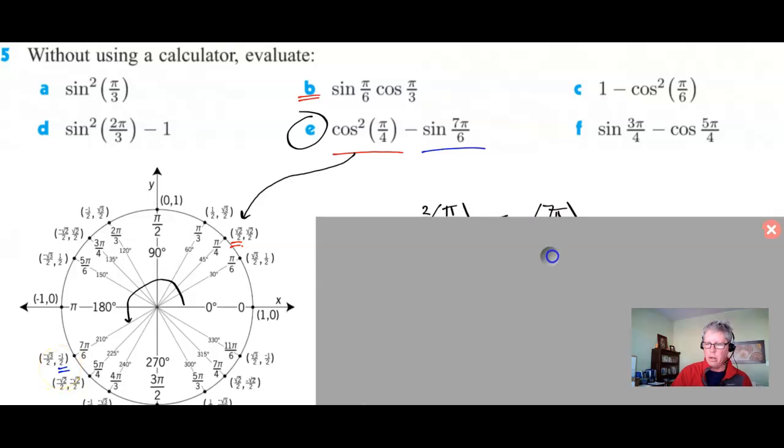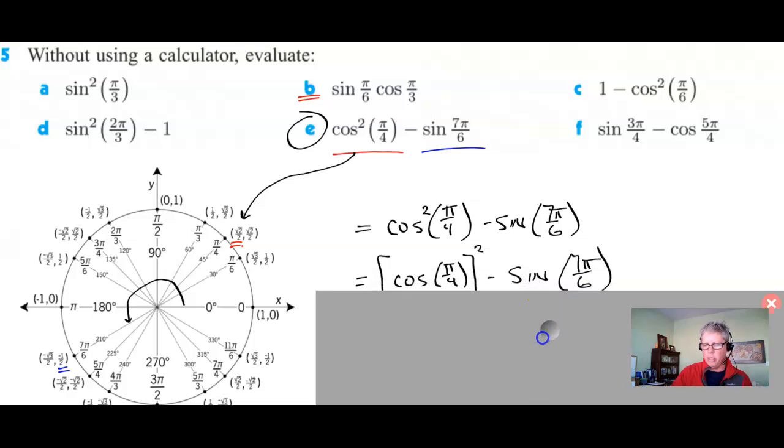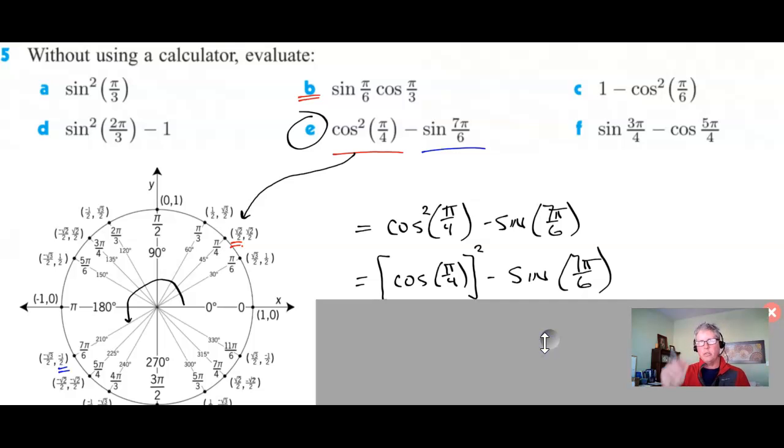Cool. All right, so just to show you some notation, the squared is weird. What's going on with the squared? Well, the way we do trig functions is we put the square over the trig function, not really the argument or the angle, because we don't want to confuse you. Do you square the angle, then take the cosine? So that 2 really means this idea: find the cosine of pi over 4 and then square it.